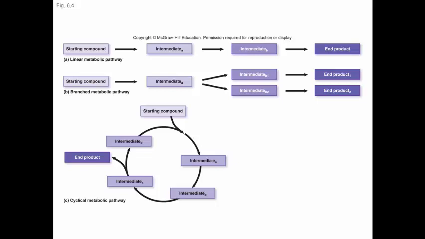Look at the branched metabolic pathway. You have a starting compound, you go to an intermediate A. Now, it could be either B1 or B2, depending on whether you have both enzymes present or only one enzyme present. And then eventually, whatever you have for the intermediate gets converted to the end product.